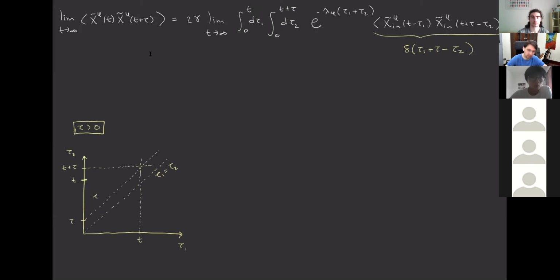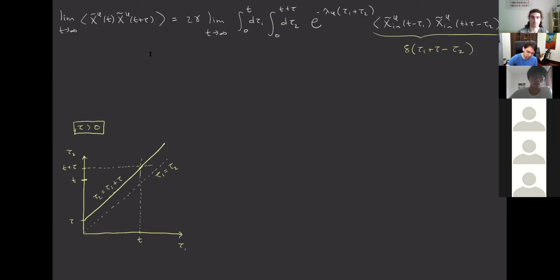Is the line tau2 equal tau1 plus tau, okay? Then you see that when tau1 is equal to 0, then tau2 is equal to tau, okay? And this is precisely the line that the delta function tells us that we need to choose.